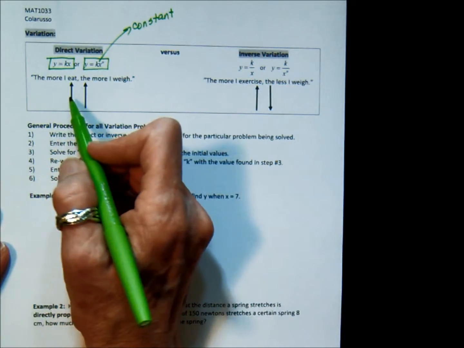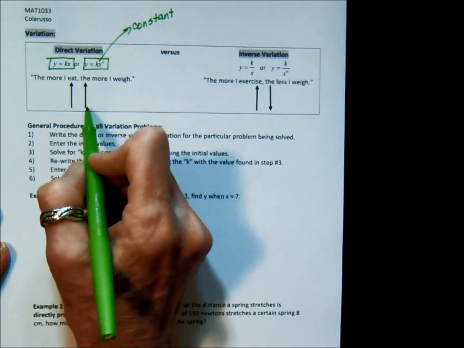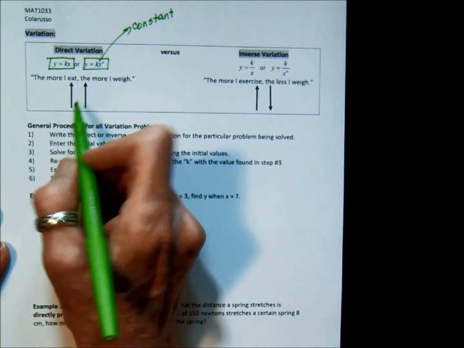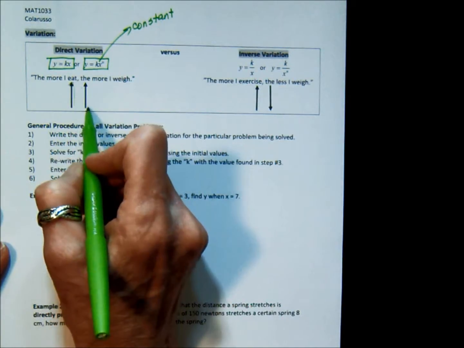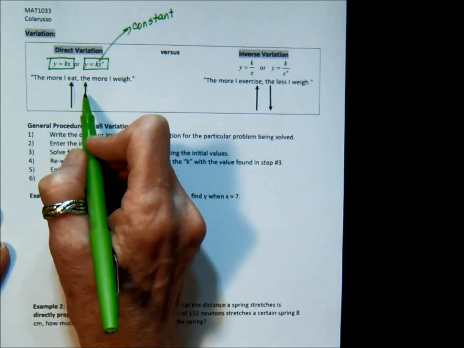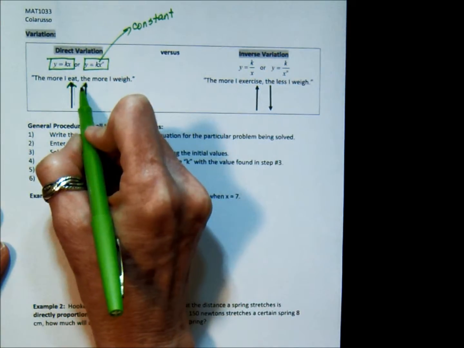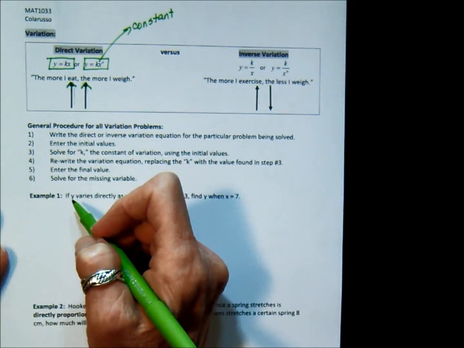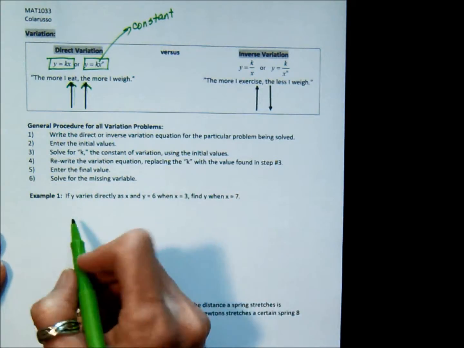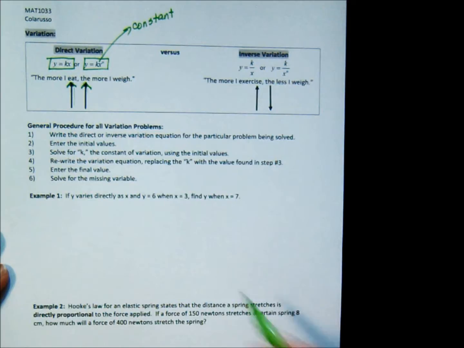Here's an example, a very simplistic example. The more I eat, so that's increasing, the more I weigh, that's increasing. So one of them going up is causing the other one also to increase. There is a direct relationship between the direction the first one is going and the direction that the resultant second one is going. So let's try one of those and then we'll talk about inverse variation.